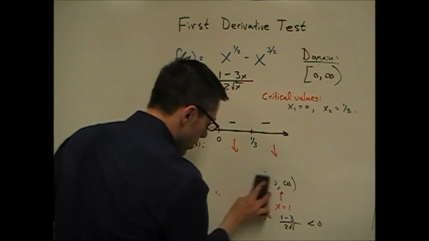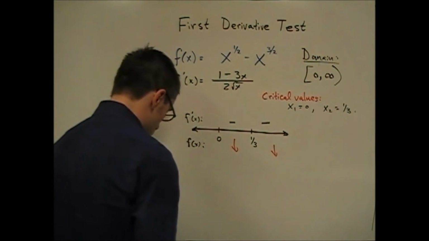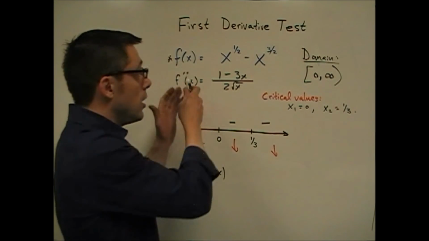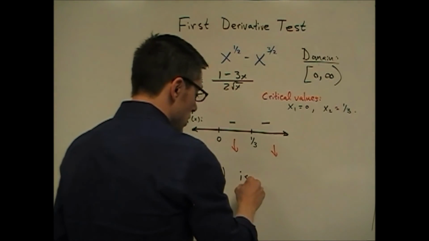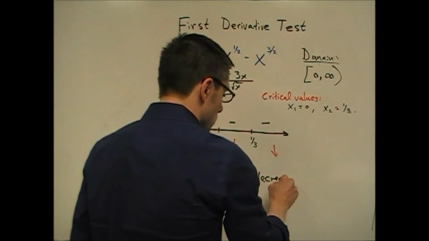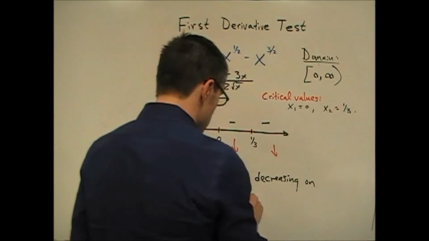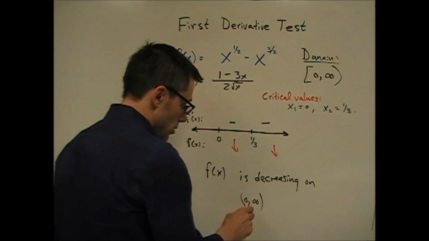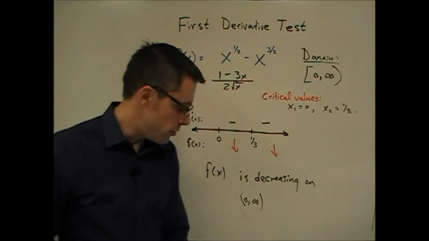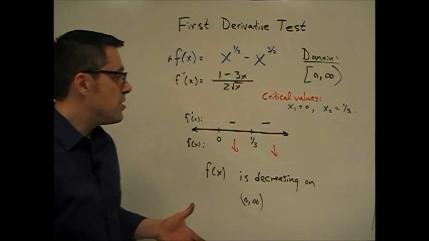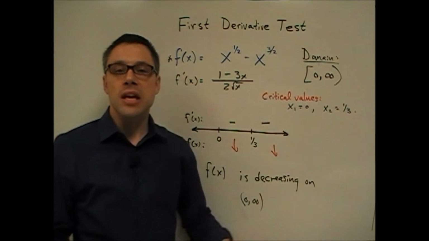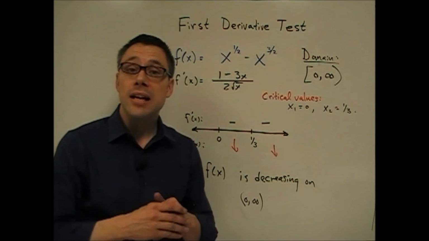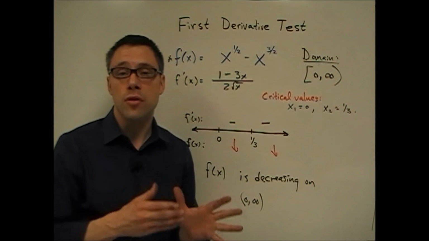So that means when all the smoke clears, I can tell you where this function is increasing and decreasing. I would say the original function, we're going back to this original function, f of x is decreasing on its entire domain from 0 out to infinity. So that means that, again, even though I have critical values, it does not guarantee those critical values really are transition points. But I have to test them using the first derivative test.